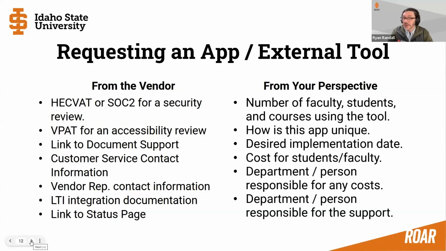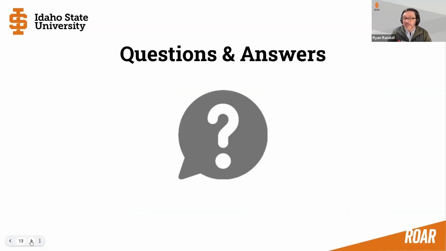So like I was saying before, it's a good thing to go ahead and look at that Tiger Track article to see what has already been requested, so you don't have to repeat this process. But if you do choose to submit something for a review, these are the things that ISU is going to ask you to provide for those tools. So at this point, does anybody have any questions?